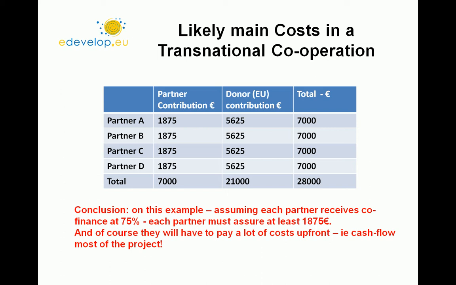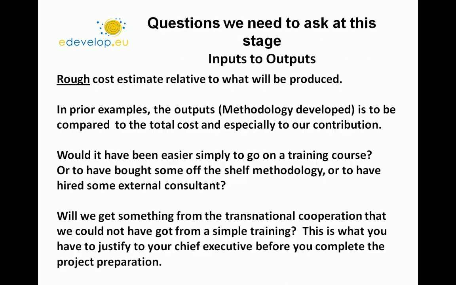So when we get these figures roughly worked out, the questions we need to ask are the following. We need to ask some questions about the efficiency of this project, or the cost effectiveness of the project. That's to say, the relation of inputs to outputs. We have to, for example, look at what it's going to cost us, and say, would it have been easier simply to go on a training course?